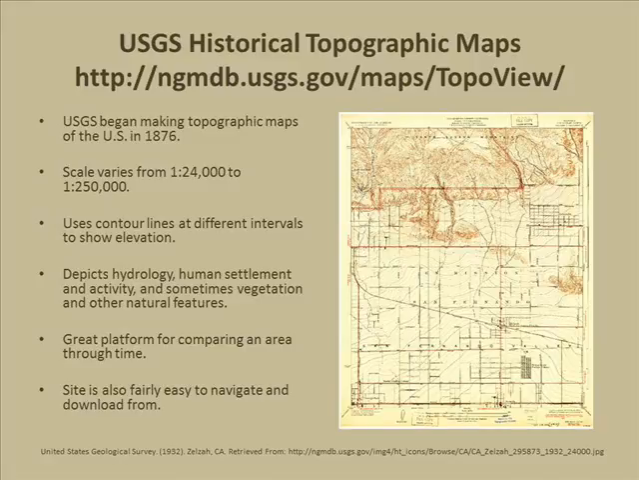The USGS began making topographic maps of the U.S. in 1876. The scale of the maps varies from 1 to 24,000 to 1 to 250,000. Topo maps use contour lines at different intervals to show elevation. They usually depict hydrology, human settlement and activity, and sometimes vegetation and other natural features. They are a great platform for comparing an area through time.